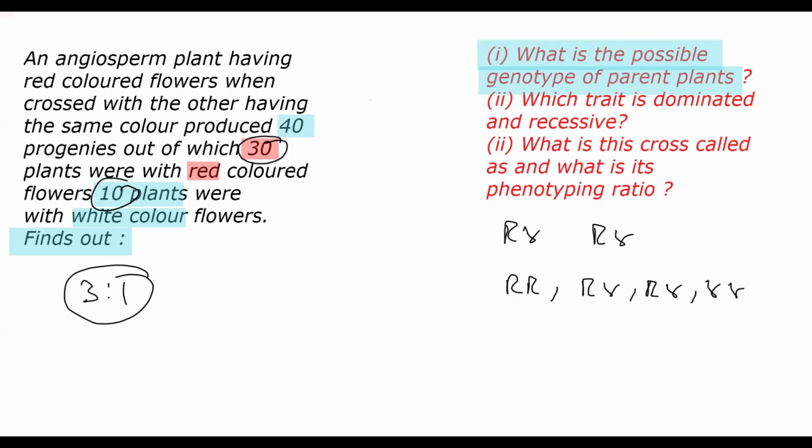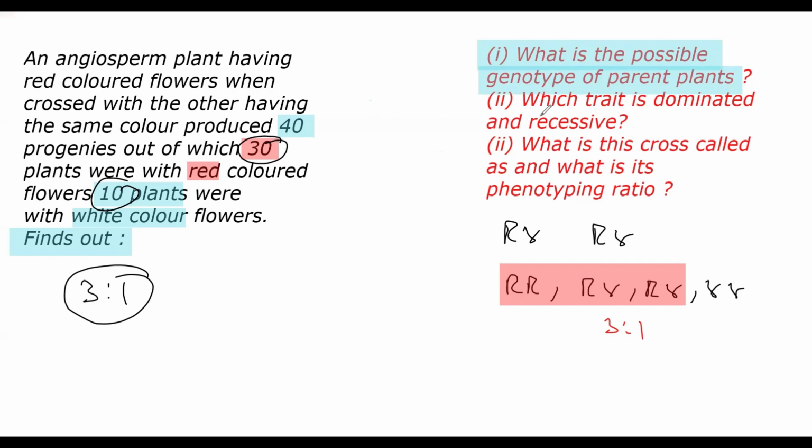Now, red being dominant, you can see that this will be red. This is homozygous red. This is heterozygous red. But then all of them are red, and the ratio is now 3 is to 1.